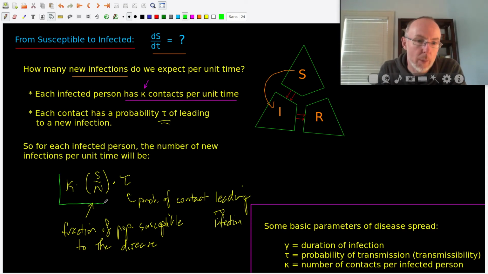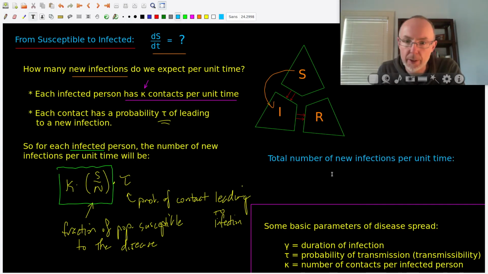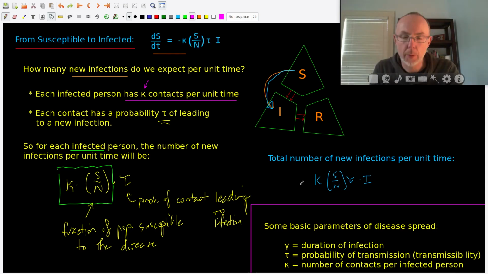So overall here, we have the total number of contacts between each infected person and a susceptible person, multiplied by the probability that that contact is going to lead to a disease. So that's the number of new infections per infected person. So to get the total number of new infections, I take this number of infections per infected person and I multiply it by the number of infected people. And that product together is going to give me the number of new infections. And the number of new infections is precisely equal to the number of people who are leaving the susceptible group and entering the infected group per unit time.